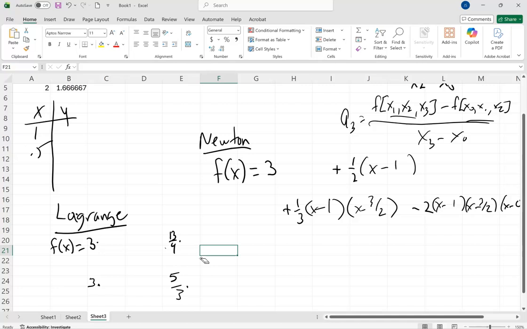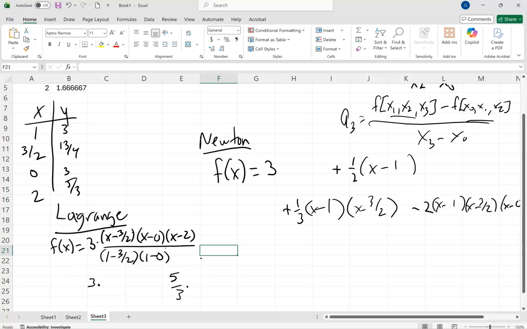Good. So the x values were 1, 3 halves, 0, 2, and the y values were 3, 13/4, 3, and 5/3. So yeah, you should have an x minus 3 halves, an x minus 0, and an x minus 2, right? What does the denominator look like? Fantastic. That's exactly right.